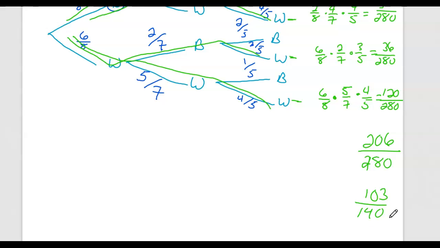So I hope this helps. Again, tree diagrams help tremendously on a lot of these. If you have more questions, just let me know.